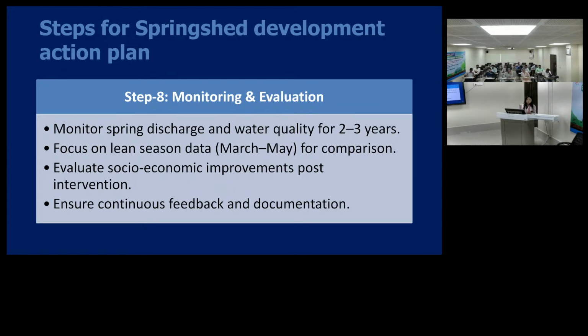What happens usually, most of the springs, I would say, have a direct effect of rainfall on spring discharge. So it is important to measure the spring discharge during the lean period. In the Northeast, the lean period may be from March to May, or in some areas it also starts by January. Then we need to evaluate the socio-economic improvement post-intervention. Suppose you have already done intervention, so we need to evaluate whether your interventions or the structures you have proposed and implemented have given any improvement. By doing this, we can ensure continuous feedback and documentation.